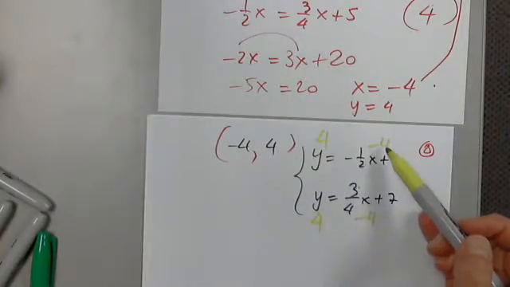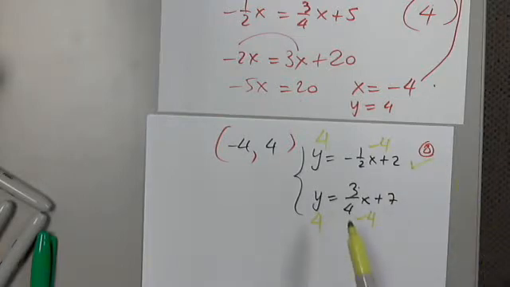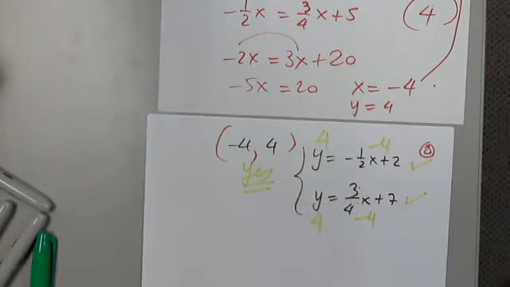So negative 1/2 times negative 2 is 2, plus 2 is 4. Check. 3 over 4 times negative 4 over 1 is negative 3. Negative 3 plus 4 is 7. Check. And then I will say, yes, indeed. So this is the method of substitution. Any questions? I'm sure you remember at least part of it.